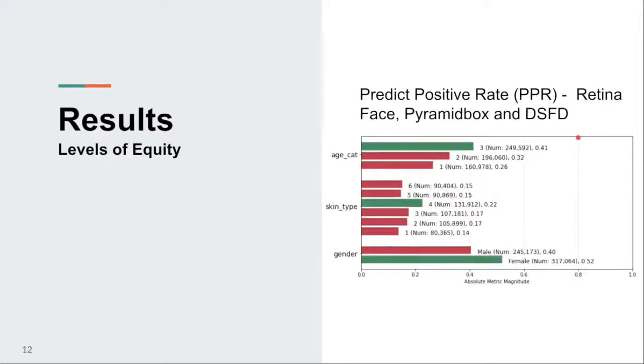The predicted positive rate for three detectors, RetinaFace, PyramidBox, and DSFD, for the female gender, age group 3, and skin tone 4, received fair detections. However, those are the reference group, and this shows that the models are not fair in terms of statistical parity with any one of the other groups. Only the MTCNN detector was considered not fair for skin tones 5 and 1.